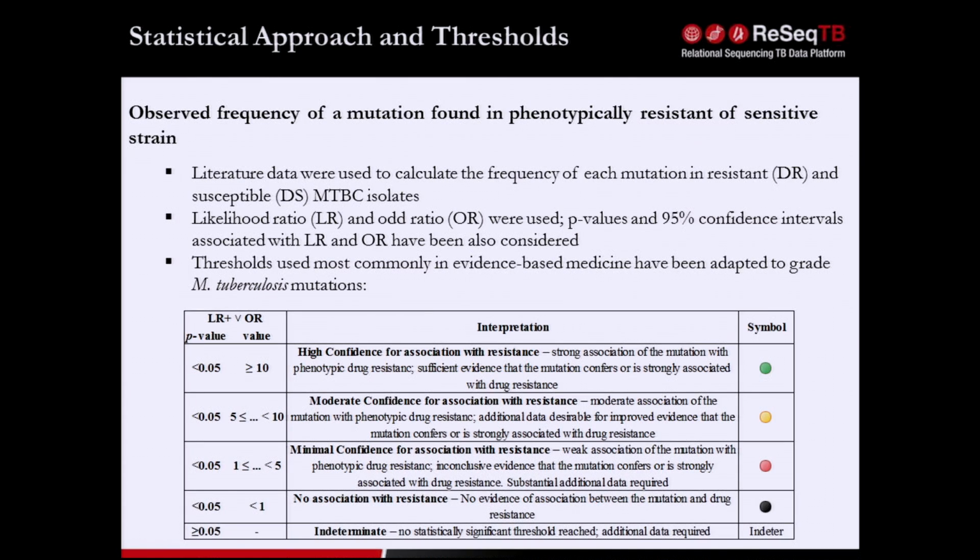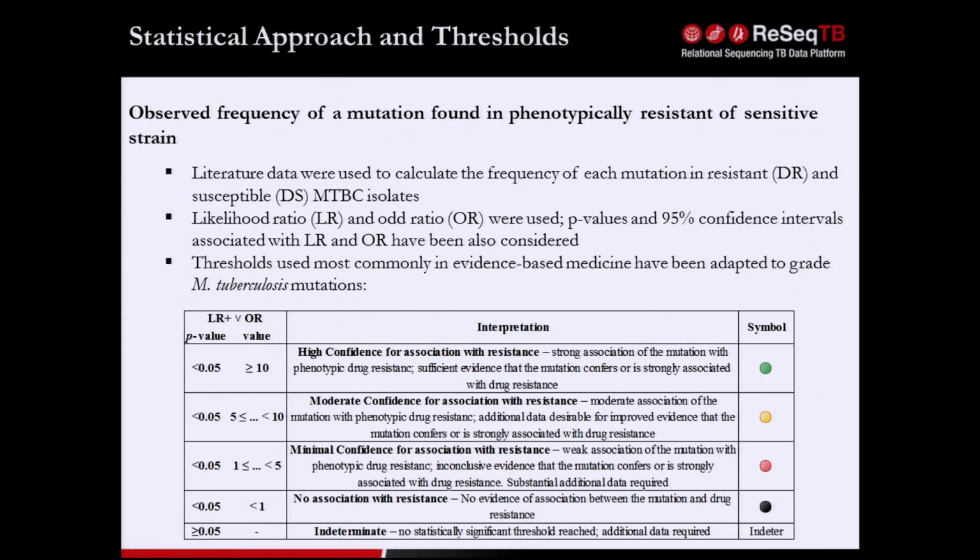So this applies to the first step of this grading approach, and this starts with the use of frequency of mutation in resistant and susceptible cases. The frequency have been used to calculate likelihood and odds ratio and associated p-value and 95% confidence intervals. And then we applied the thresholds that have been developed in the field of evidence-based medicine. As you can see here, if the likelihood ratio is above 10, we have high confidence mutations for resistance.